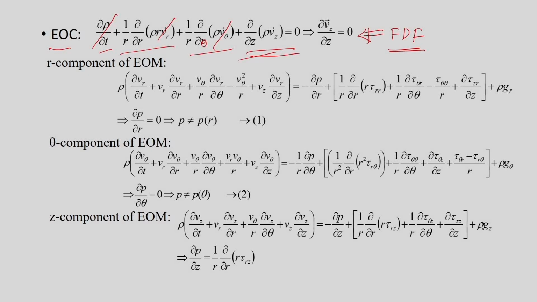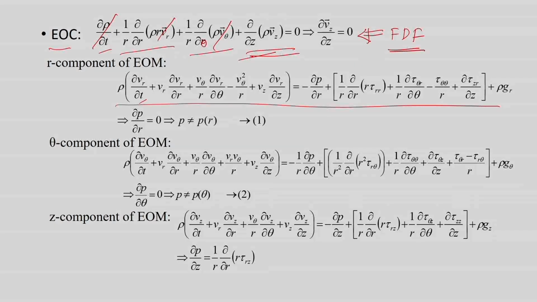Now, the r component of the equation of motion we try to simplify. It is given here: rho into dou Vr by dou t plus Vr dou Vr by dou r plus V theta by r dou Vr by dou theta minus V theta square by r plus Vz dou Vr by dou z is equal to minus dou p by dou r plus 1 by r dou by dou r of r tau rr plus 1 by r dou tau theta r by dou theta minus tau theta theta by r plus dou by dou z of tau zr plus rho g r. So, this is the r component of the equation of motion in cylindrical coordinates.